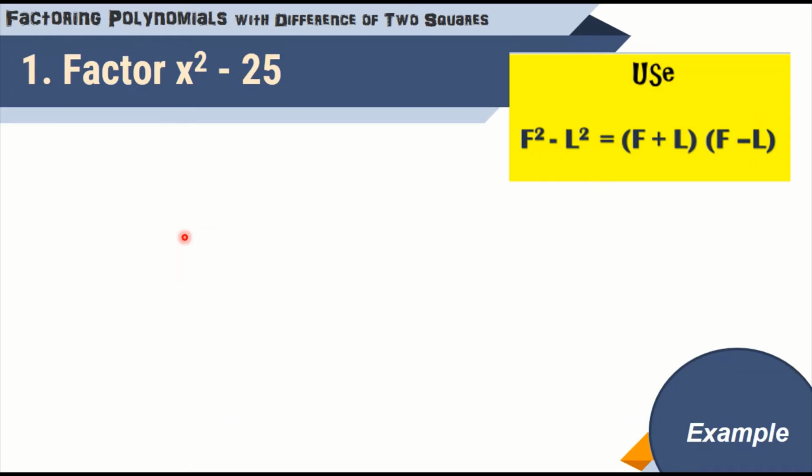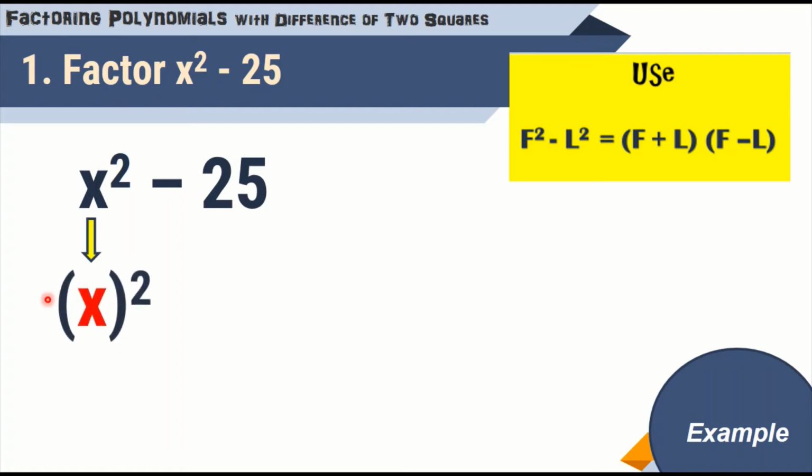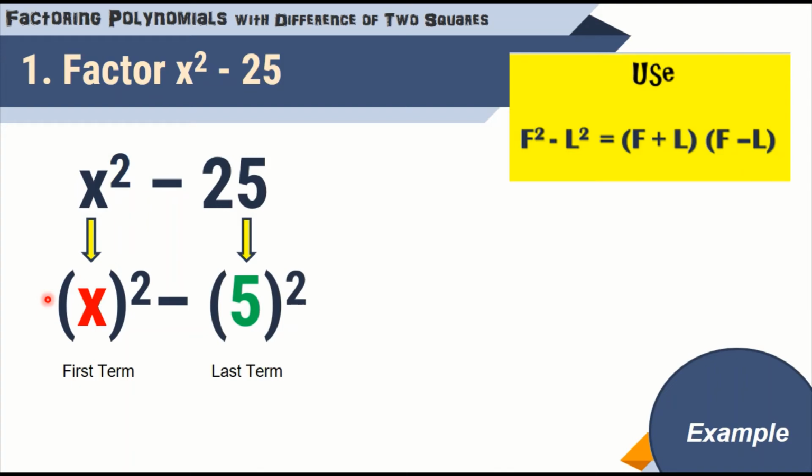First example, factor x squared minus 25. To factor this, first, we have to write each term in exponential form. So, x squared is a square number of x. And then 25 is a square number of 5. In this, we have identified that x is the first term and 5 is the last term.